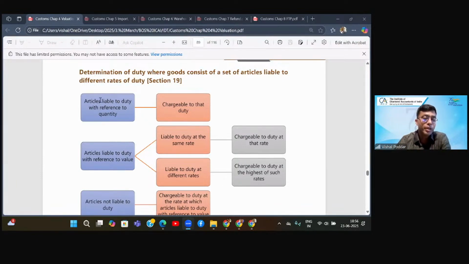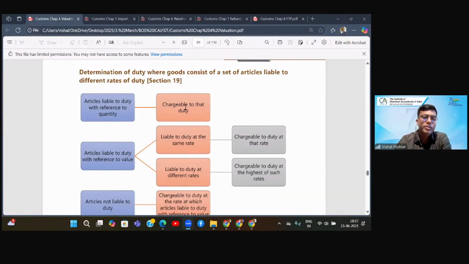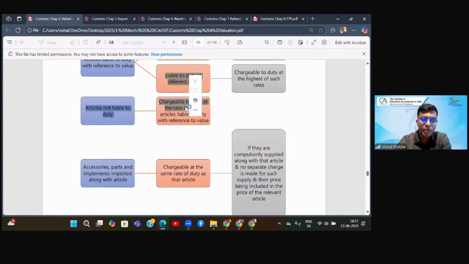The first possibility is that in this set, that is in this combo, there are different articles which are liable to duty with reference to quantity. So for all the articles in that set, the customs tariff has given the rate of duty per unit or per kg, that is depending upon the physical attribute. In short, valuation is not required. Then you can easily calculate the duty on the basis of the physical attribute, because that is what is already available, that is the quantity and all.